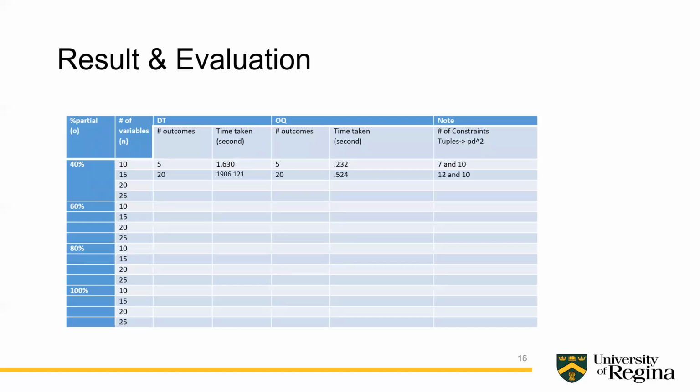So this is the sample table where we put the data of our test results. Let's say the partialness is 40%, and we have taken variables like 10, 15, 20, 25, and we see how many outcomes there are and how much time it takes. For ordering query and for dominance testing, we compared the time that it takes.